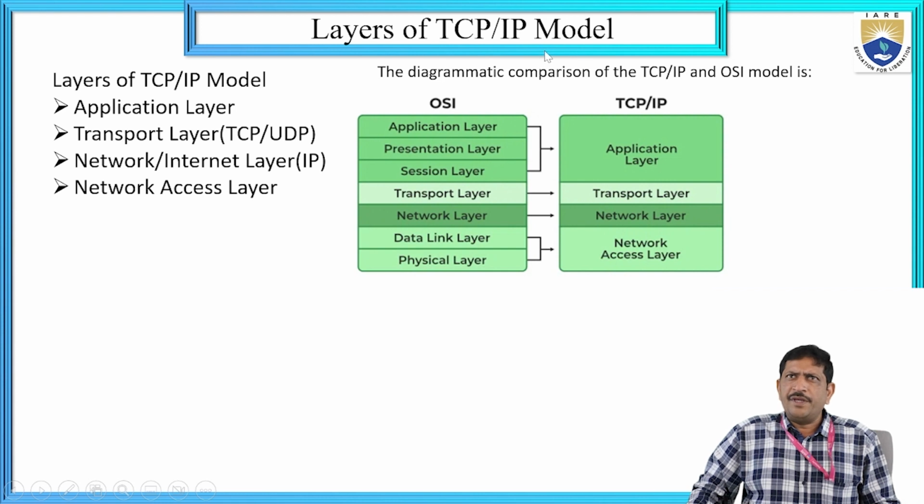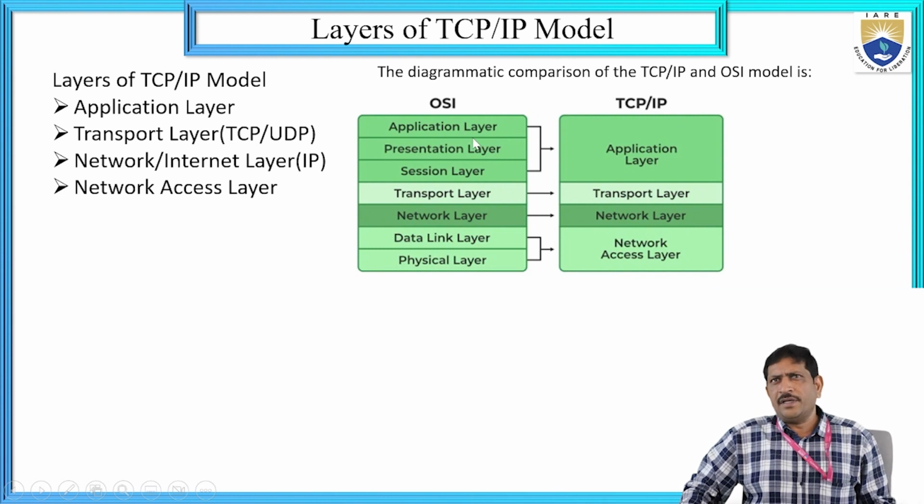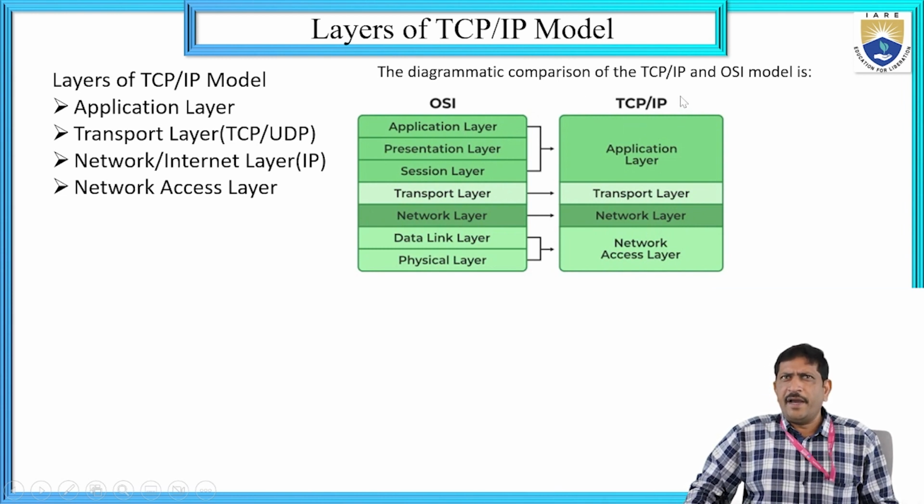Layers of the TCP/IP model. Mainly, the TCP/IP model has four layers: application layer, transport layer, network or internet layer, and network access layer. The OSI model, the Open System Interconnection model, has seven layers: physical layer, data link layer, network layer, transport layer, session layer, presentation layer, and application layer. Whereas the TCP/IP model has four layers, that is, network access layer.